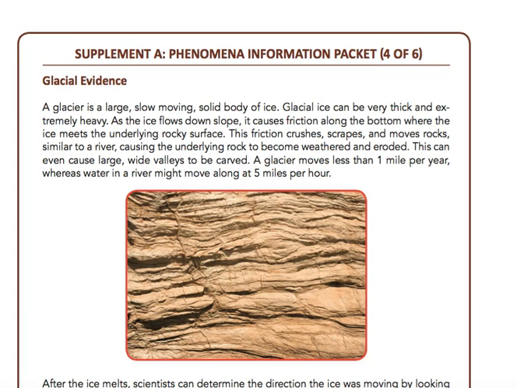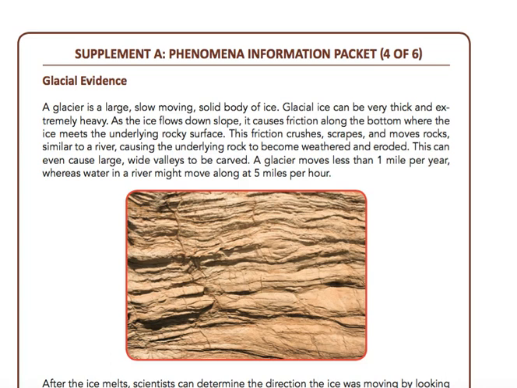So a glacier is a large, slow-moving, solid body of ice. Glacial ice can be very thick and extremely heavy. And as the ice flows downslope, it causes friction along the bottom where the ice melts and meets the underlying rock surface. Now, the friction between the glacier and the rock will crush, scrape, and move rocks. So it picks the rocks up and drags them along the surface of the earth, similar to a river, causing the underlying rocks to become weathered and eroded.